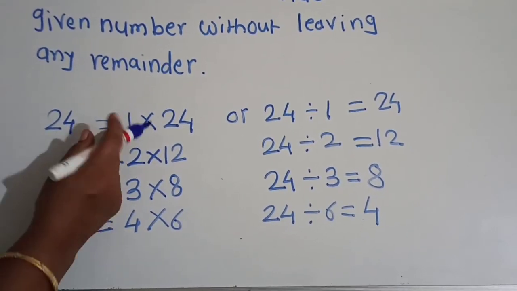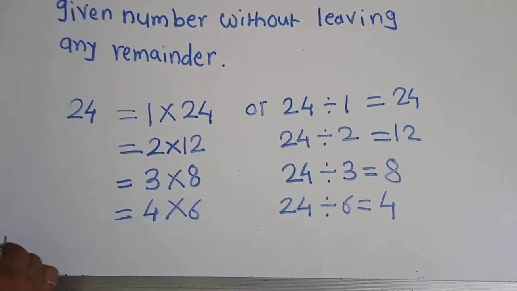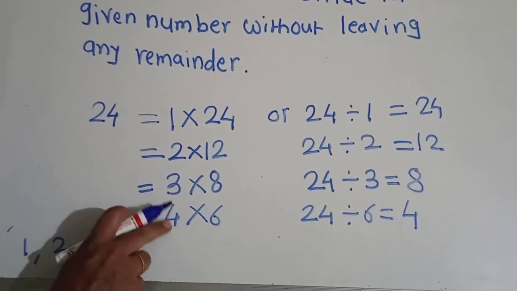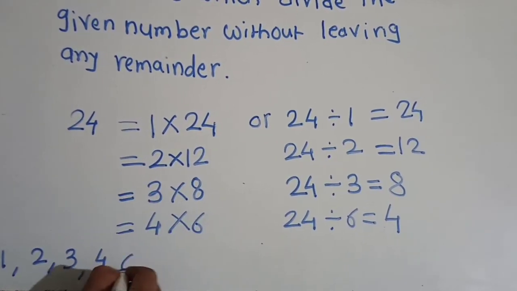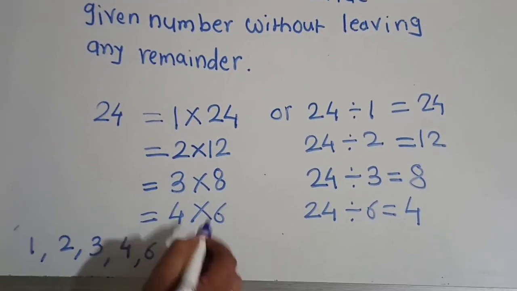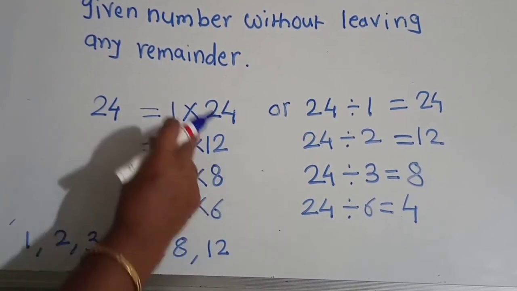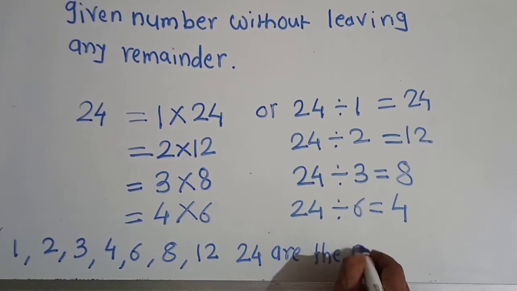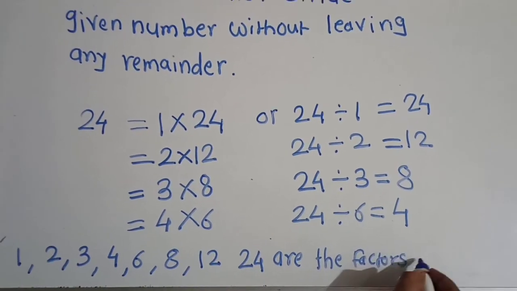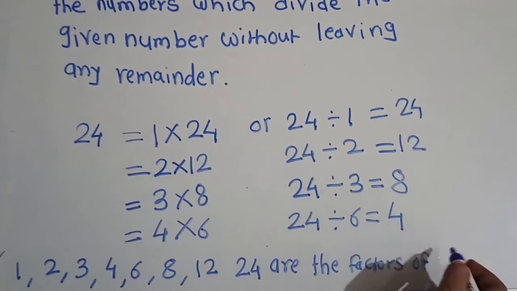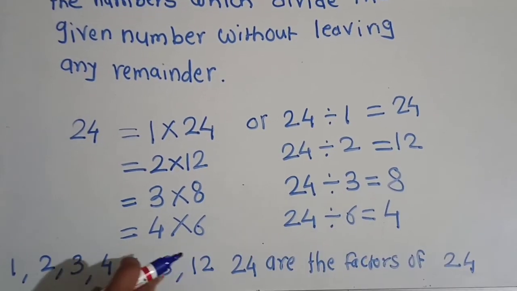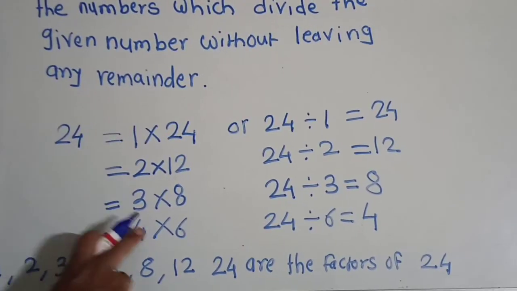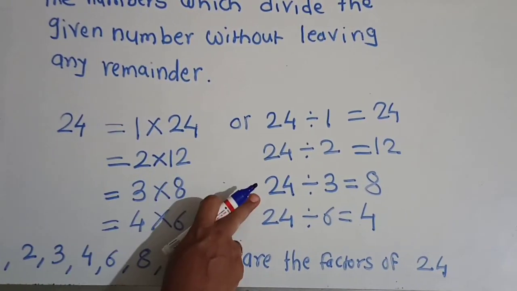Which factors? Start from here. 1, 2, 3, 4, then go upside here. 6, 8, 12 and 24 are the factors of 24. Okay children, like this you can find factors with the help of multiplication.